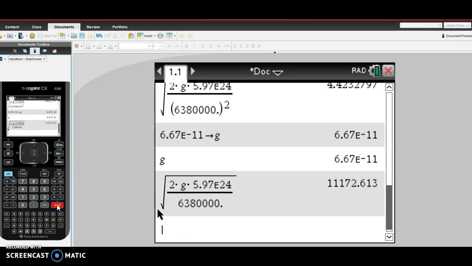Enter, and it takes approximately a little over 11,000 meters per second to escape Earth's gravitational field. Repeat this process for the other planets given their mass and radius.